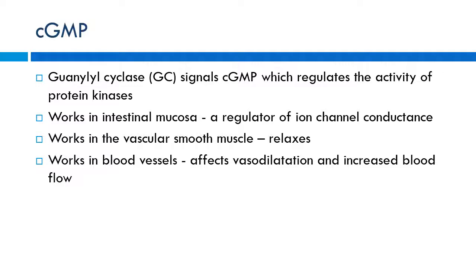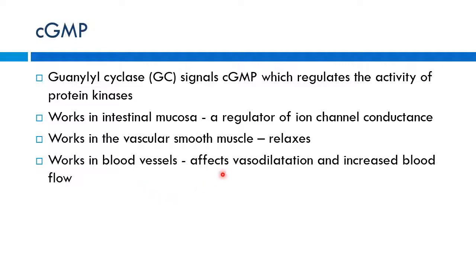Okay. Similar to cyclic AMP, but works in different places, is going to be cyclic GMP. And so this is going to be worked on similar to how cyclic AMP is formed from adenylate cyclase. Cyclic GMP is going to be formed from guanylyl cyclase, right? And so again, this is going to also regulate protein kinase activity. You can either inhibit it or stimulate it.